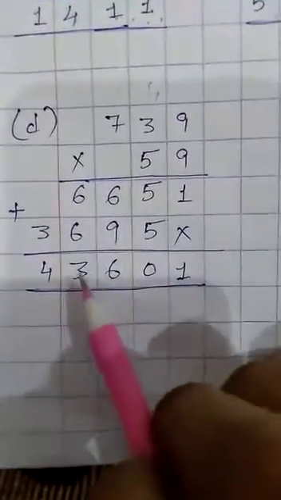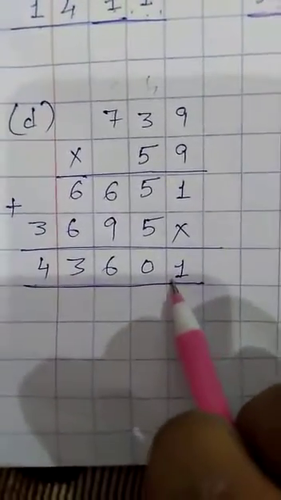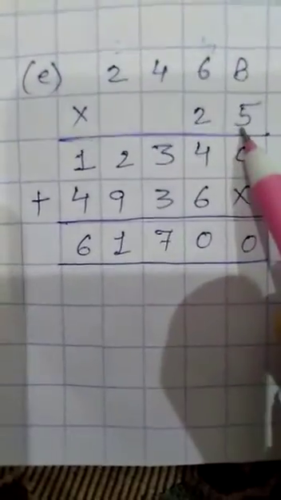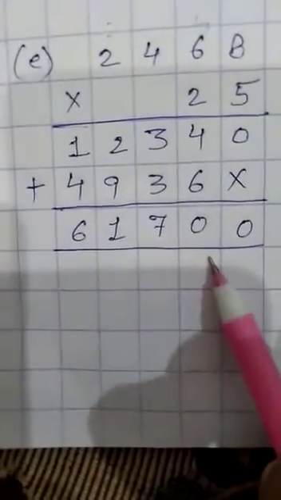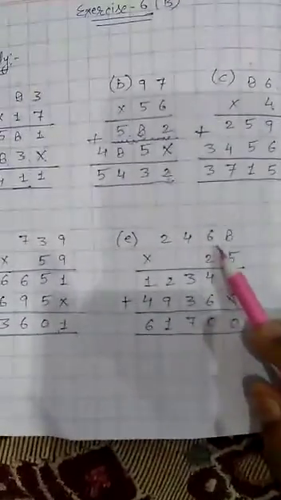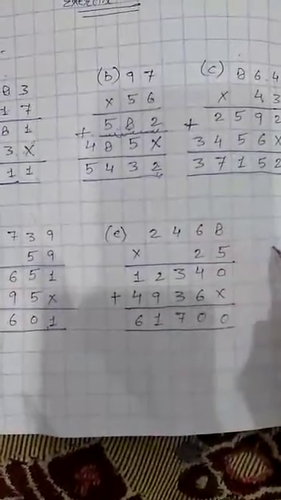Now question C, 864 multiplied by 43. We will multiply like this, same as question A and B. So the answer will be 37,152. Now question D, 739 multiplied by 59. So the answer will be 43,601. Question E, 2,468 multiplied by 25. So the answer will be 61,700. I hope you understand how to do multiplication by a 2-digit number.